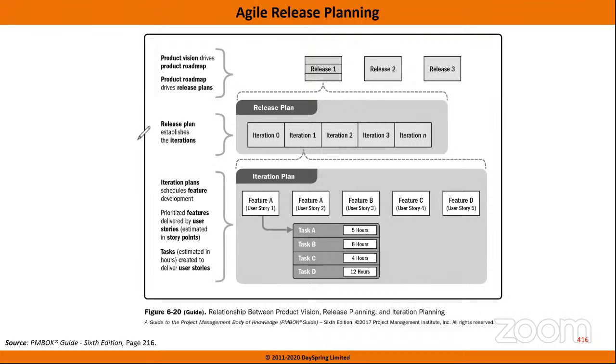What will be the equivalent of WBS in Agile? In Agile, this is the feature. Feature is WBS. User story is the work package, and within this work package, these are the tasks.